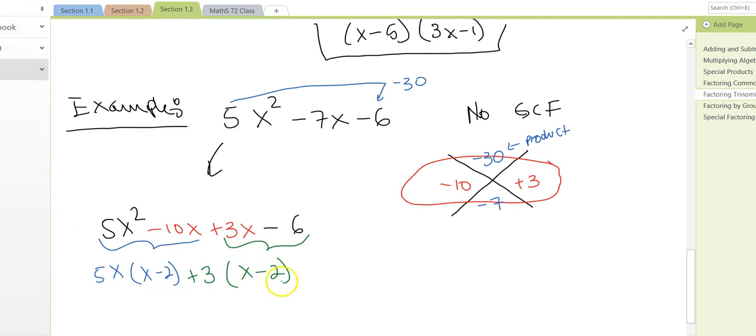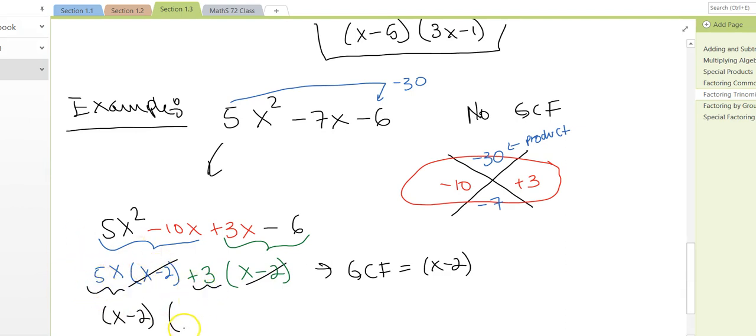And notice that now the GCF here is x minus 2. So we take that x minus 2 out, and what are you left with? So once you take this out, I'm not canceling it, it's just you're taking it out. You're left with the 5x and the 3. So 5x plus 3. And that is our final answer.